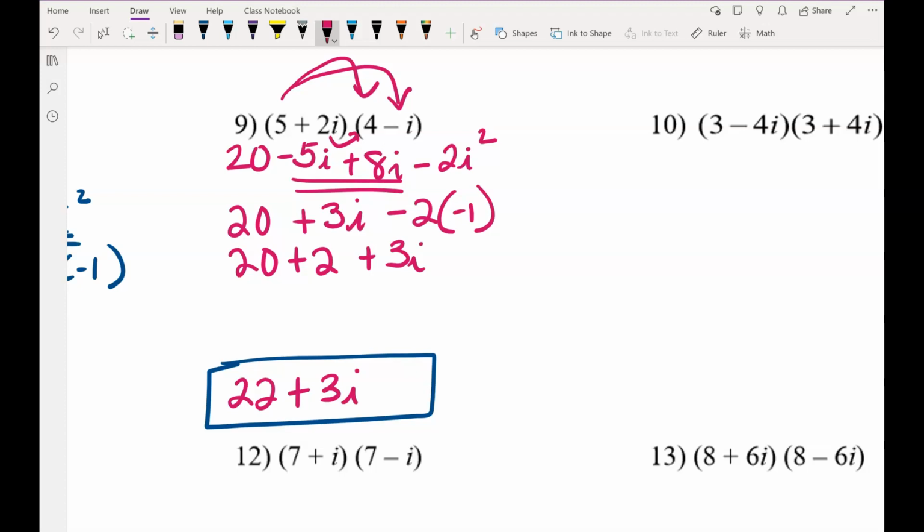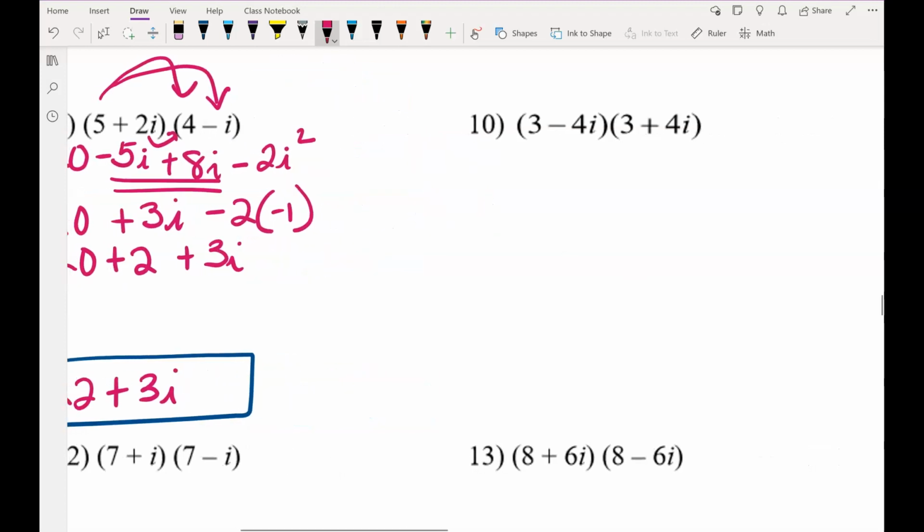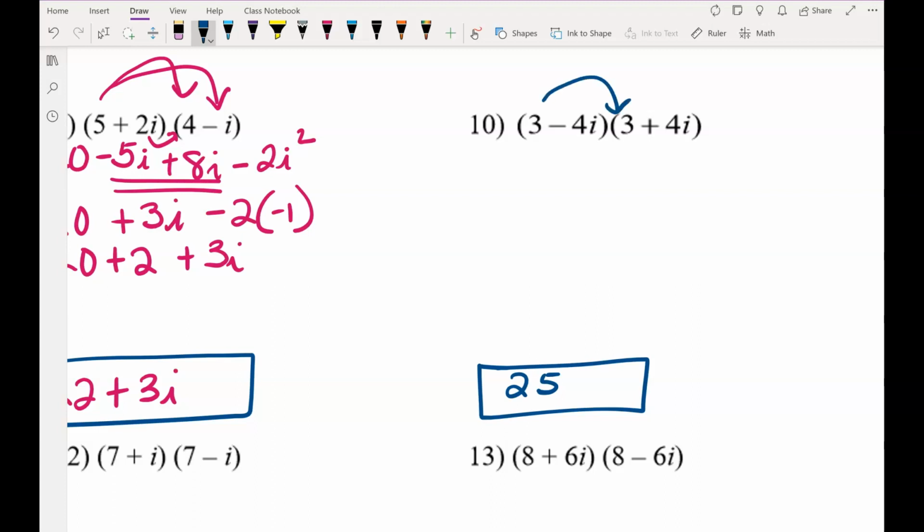Okay. Number 10, okay? I know not all of us are there, but if you're there, you can tell me. Ian, final answer to number 10 if you have it. 25. Who agrees if you got it? All right, I'm going to work it out to see if it's true. 3 times 3 is 9. 3 times 4i is 12i.